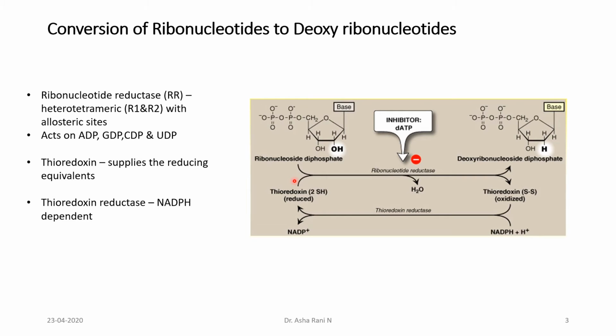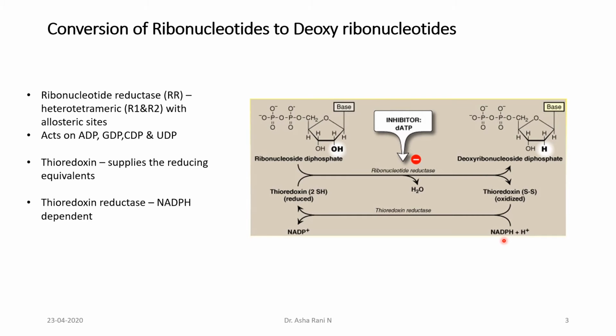We can have a similar reaction with one more protein cofactor, that is glutaredoxin. So glutaredoxin, when it comes in this reaction, gets converted into oxidized glutaredoxin, which can be converted back to reduced form by the enzyme glutathione reductase, again which is an NADPH dependent reaction.